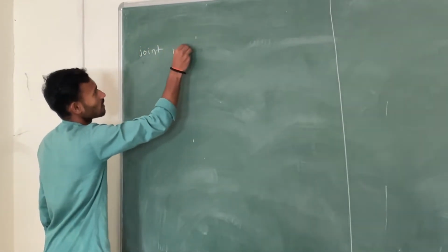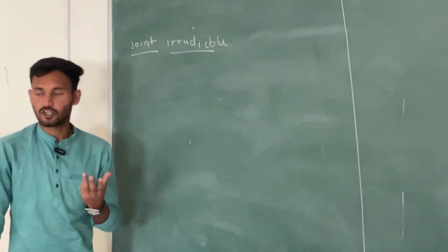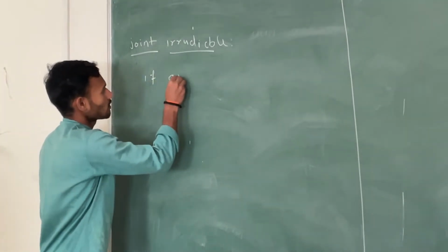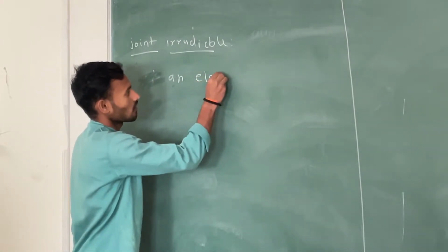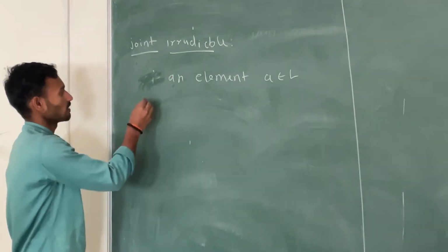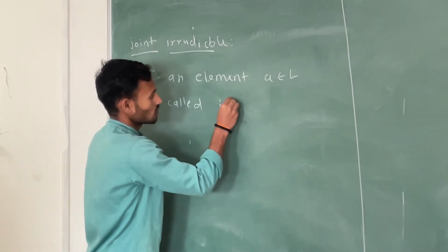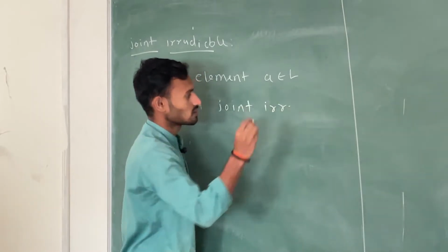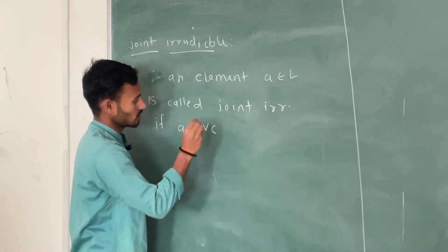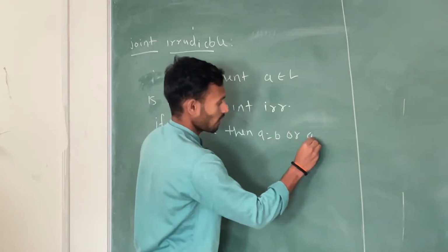Join irreducible. It means an element A belongs to L is called join irreducible if A equals B join C, then A equals B or A equals C.